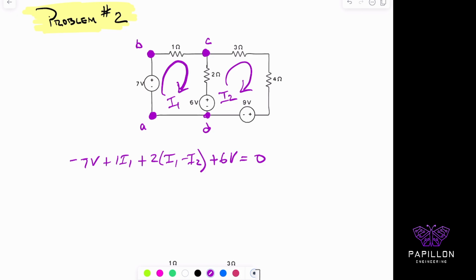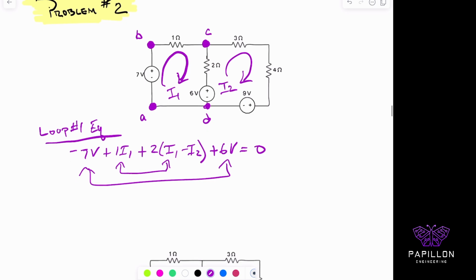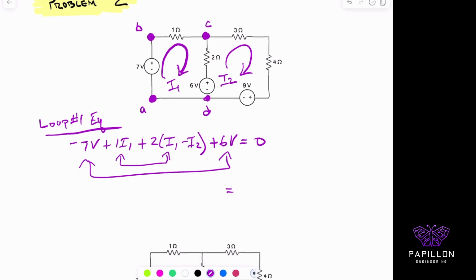Just like that, I wrote down my loop number 1 equation, and this is, of course, doing my KVL for each. Then I simplify and I solve, right? So these are the 2 current sources that I have. Here are the 2 voltage sources that I have. So I get minus 7 and positive 6 gives me back negative 1. Move that over to the right hand side, I get 1 volt.